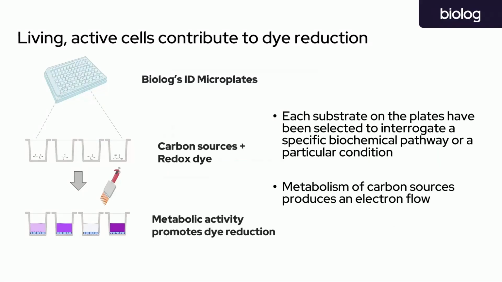With our specific phenotypic method, we have these test microplates that are pre-filled with 95 different substrates that have been carefully selected to probe a particular metabolic pathway or a condition. We also have a special redox sensitive dye in each well. When you inoculate this plate with a suspension that has the cells of the organism you want to identify, the metabolic activity of only the living active cells contributes to the dye reduction. And therefore, we're able to quantify the activity in each well.